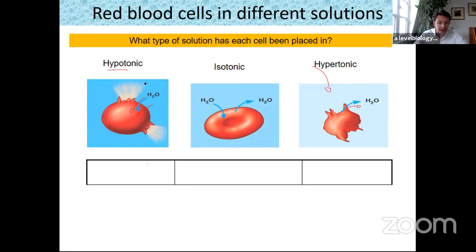So we've got a hypotonic solution with the water moving in, an isotonic solution where there's no net movement of water, and a hypertonic solution. Animal cells will show lysis, that is the bursting of the cell membrane, or they will become crenated, where the cell membrane wrinkles and comes away because the volume of the cytoplasm has shrunk.